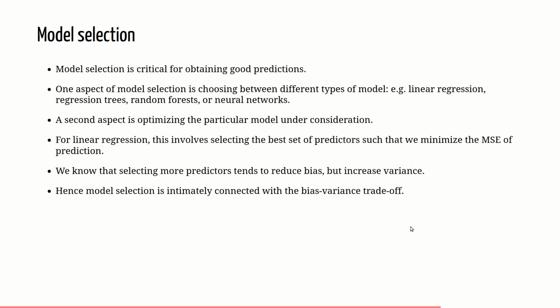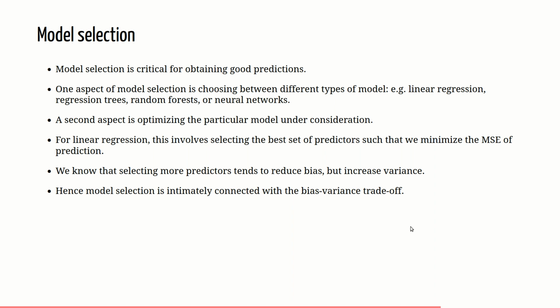But there's a second aspect, which is, given we've chosen a model type, so say we choose a forest or a linear regression or whatever, there's still more choices to make because there are ways to optimize that model. So for example, with linear regression, what set of predictors should we include to try and minimize the mean square error? Our goal in prediction is always to get the best predictions possible based on some criteria, for example, based on mean square error.